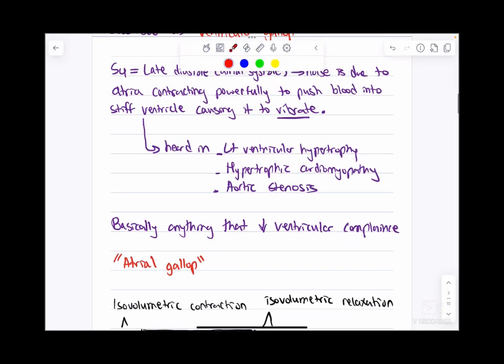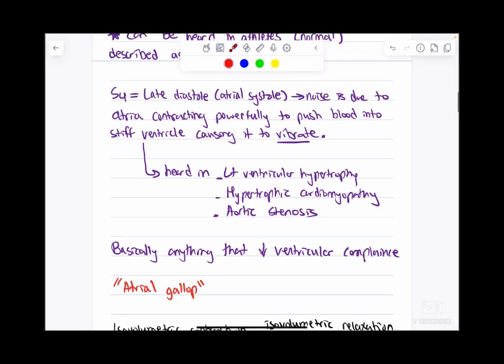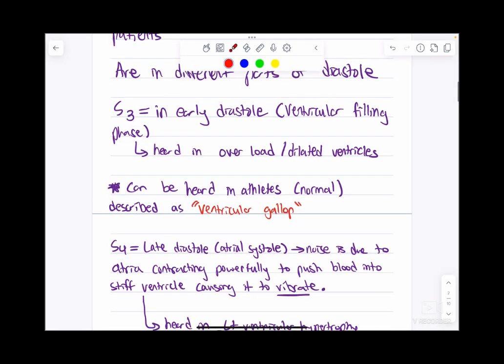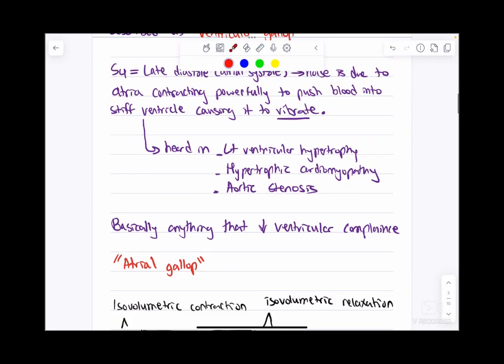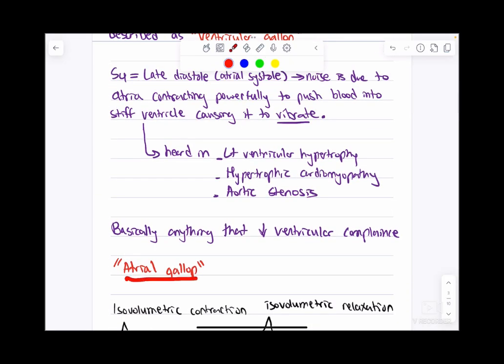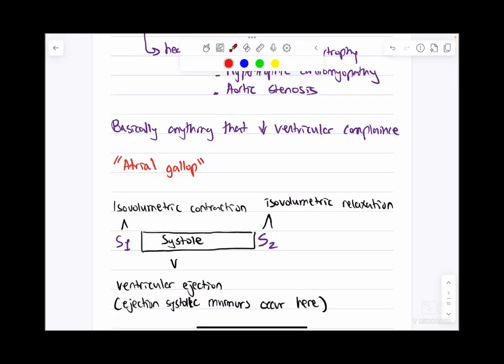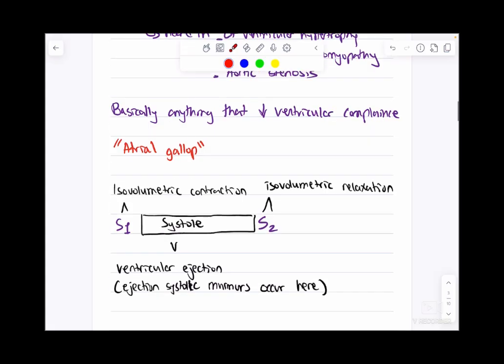It's also known as the atrial gallop. So we said S3, ventricular gallop. S4 is the atrial gallop. Now let's talk about the names of the phase itself.